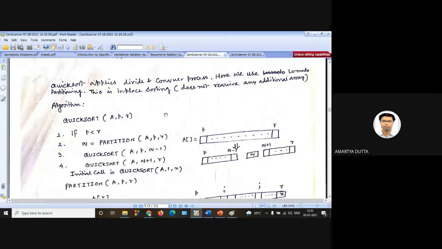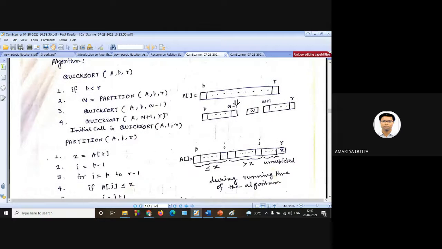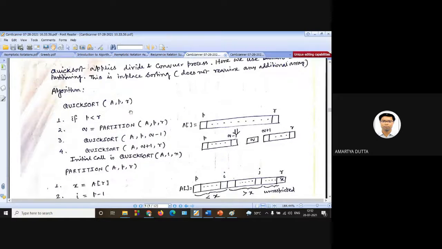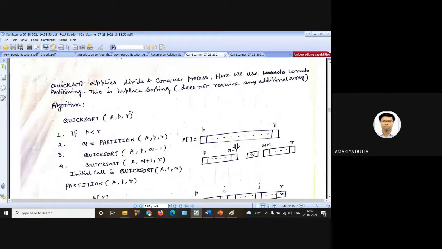Now, quicksort. We know that quicksort, this is the quicksort algorithm. In the case of the quicksort algorithm, this depends upon the divide and conquer approach. Okay.